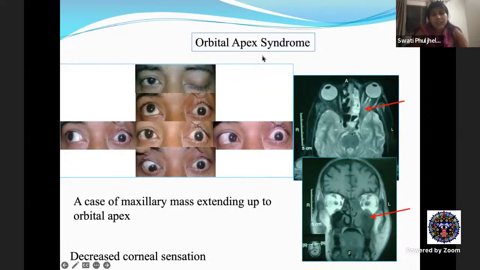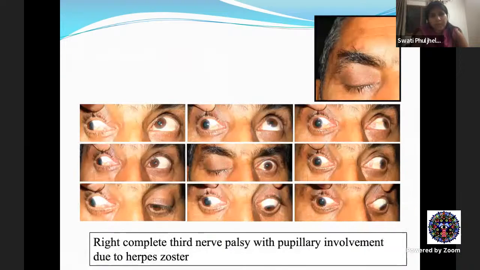So this is a classical case of orbital apex syndrome, where you can see it's not just the third nerve, but all other cranial nerves are also involved. There is decreased corneal sensation, and on MRI imaging, you can see that there is a lesion here at the apex, which is coming from the maxillary sinus. So this is a compressive lesion here. So this is how you can localize the lesion at the level of the orbital apex.